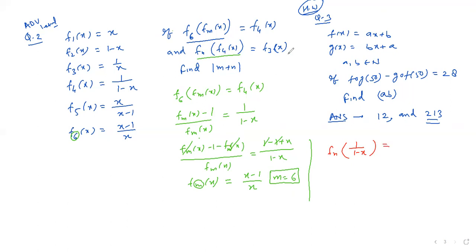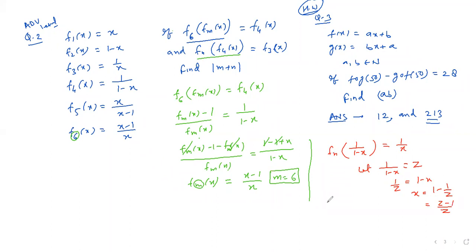Is given to you, f3(x) is 1 by x. Guys, do one thing here. Let 1 upon 1 minus x be equal to z. Then 1 upon z will be equal to 1 minus x. Cross multiply, take x this side. Then x comes out to be 1 minus 1 by z, that is (z minus 1) by z.